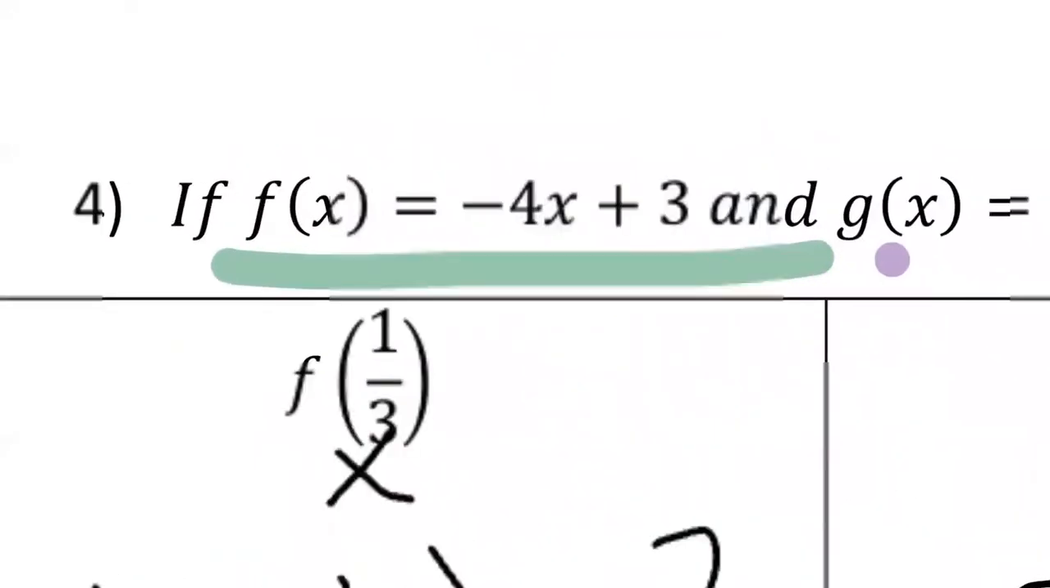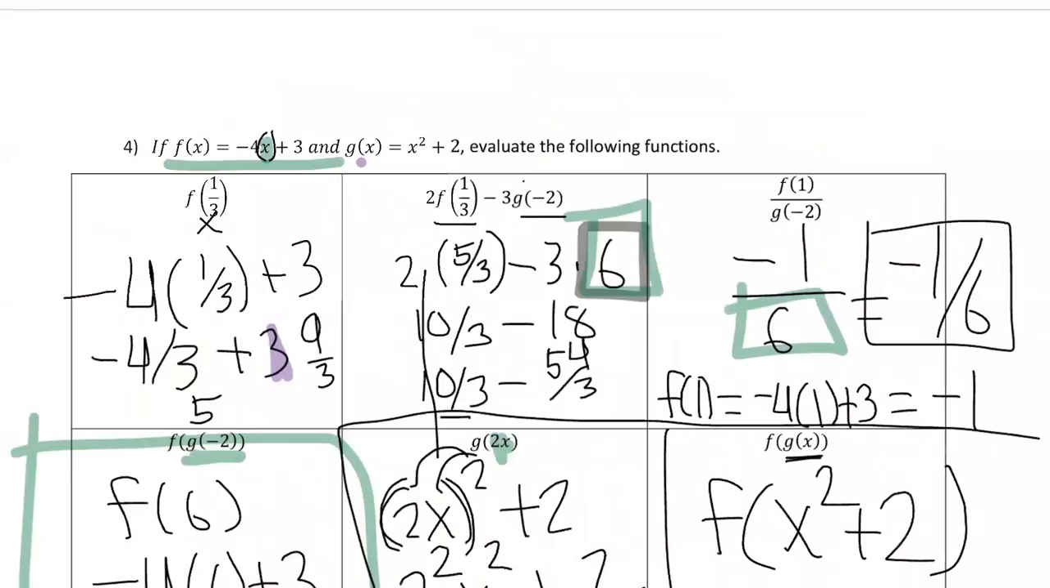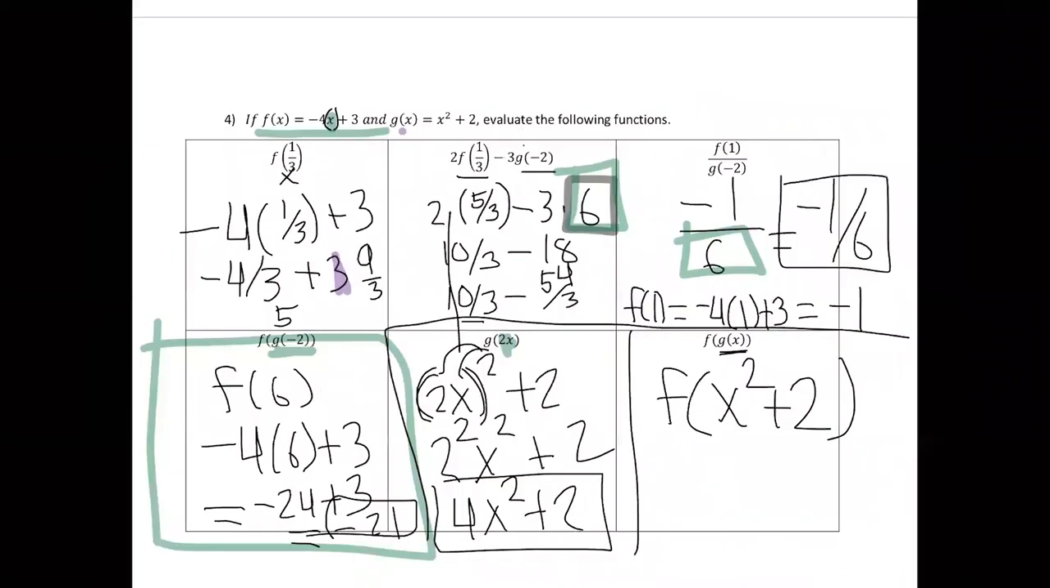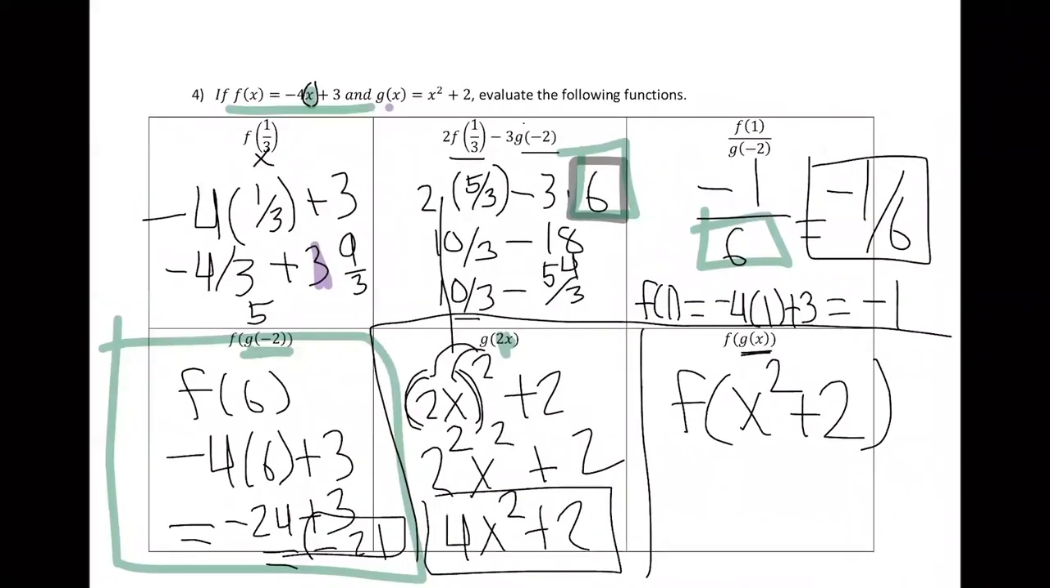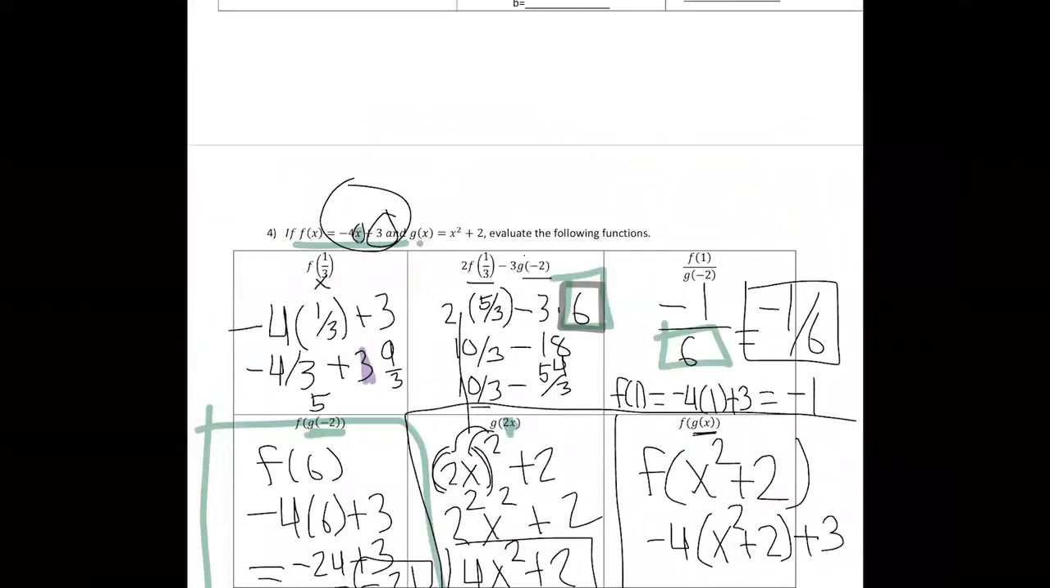I'm going to zoom in on the f function really quick. You're going to copy and paste. You're going to replace this x with that x squared plus 2. So we're still going to have that -4 in front, parentheses, then replace that x with x squared plus 2, and you're still going to have that plus 3 on the outside. And that's your answer. There's not a whole lot we can do to clean this up.